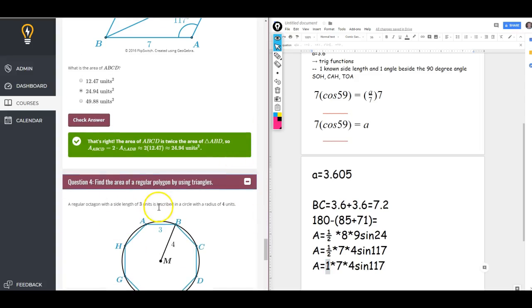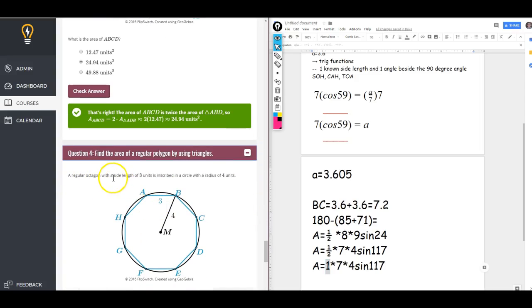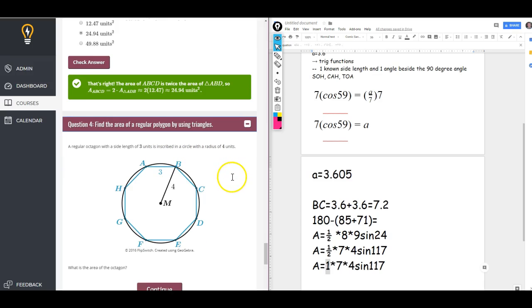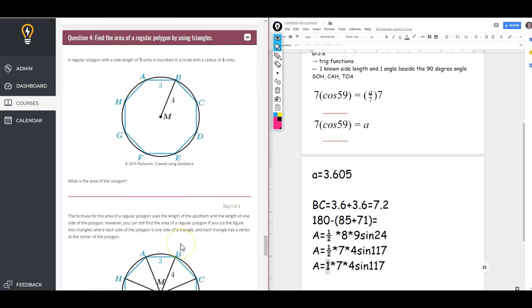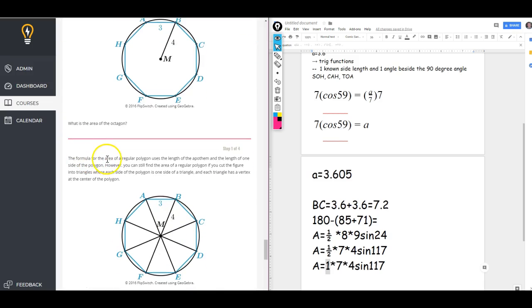Alright, so for question 4, a regular octagon with side lengths of 3 units is inscribed in a circle with a radius of 4 units. What is the area of the octagon? So the formula of the area of a regular polygon uses the length of the apothem and the length of one of the sides of the polygon.